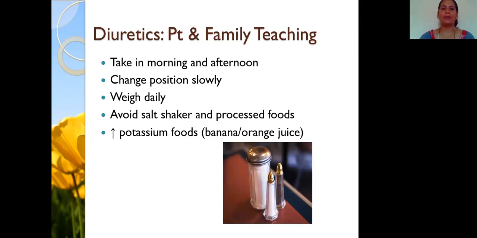When we are giving the patient diuretic therapy, we have to provide the patient and family teaching regarding its duration and time of intake. That is, diuretics are usually prescribed in the morning and afternoon because they increase the urinary output, and the patient might have difficulty when it is prescribed at night. Also, changing position slowly, weighing himself or herself daily, avoiding salt shakers and processed food, and potassium rich food has to be advised because potassium decreases the effect of salt in the body.